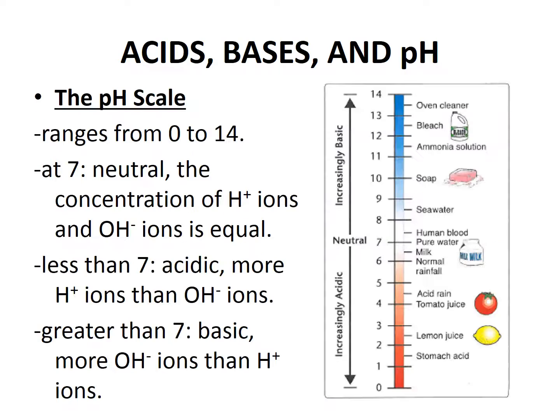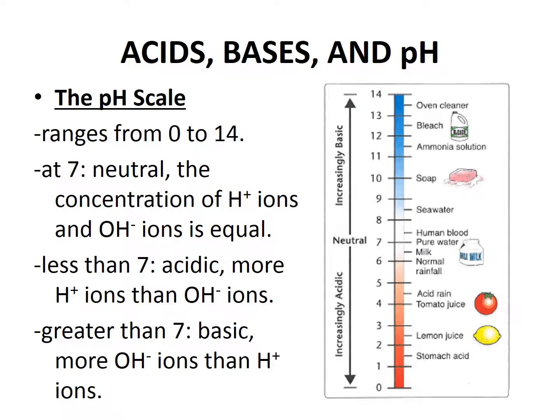A solution's acidity, or hydrogen ion concentration, is measured by the pH scale. Notice that the pH scale ranges from 0 to 14. At 7, the pH is considered to be neutral. The concentration of hydrogen ions and hydroxide ions is equal.